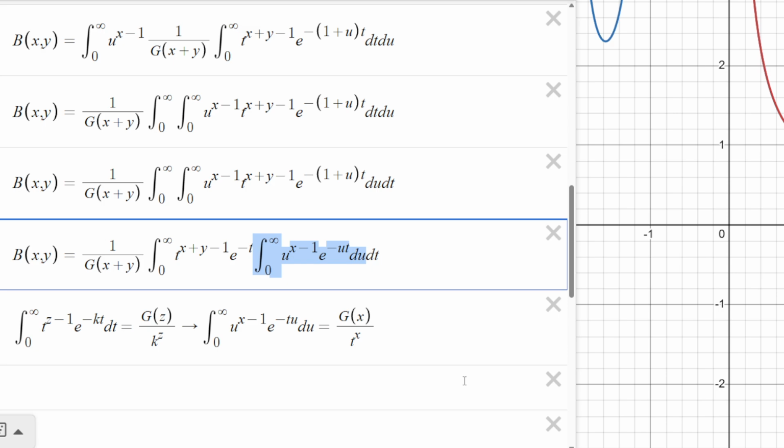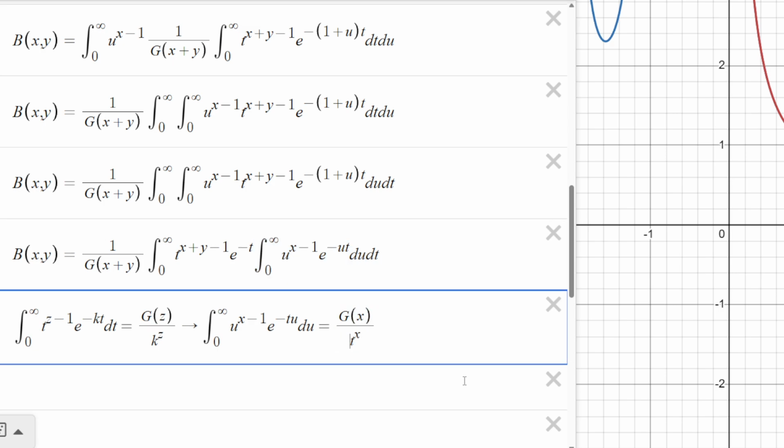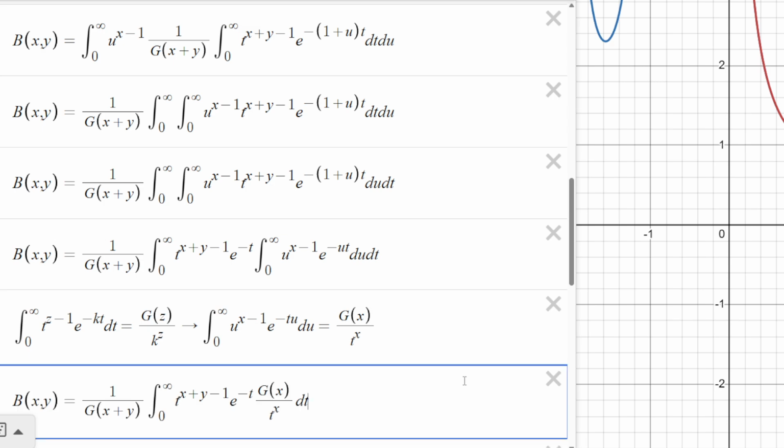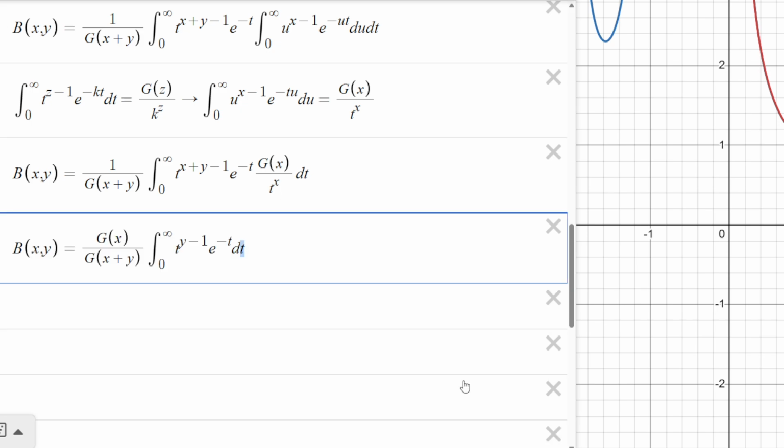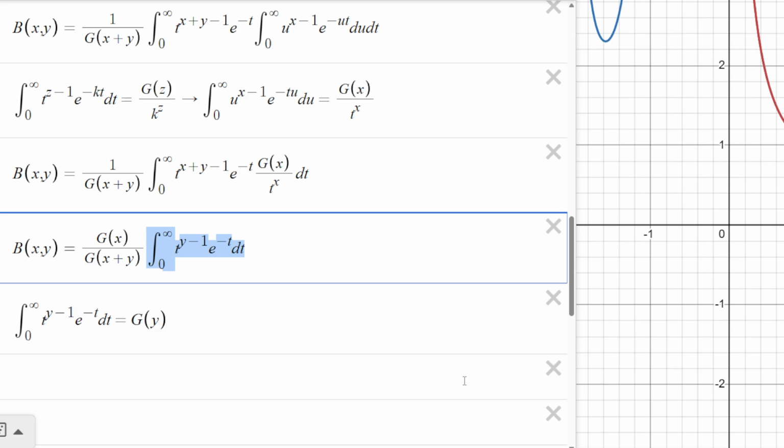So we can simply replace this with this. And that's what I do in the next step. So now we have this. All right, great. You'll notice a bunch of things happen. We have a t to the x here, and we have a t to the x here. They're going to cancel. Also, this gamma of x is going to come right outside. So in the next step, we have this, and this should be instantly recognizable by now as gamma of y.